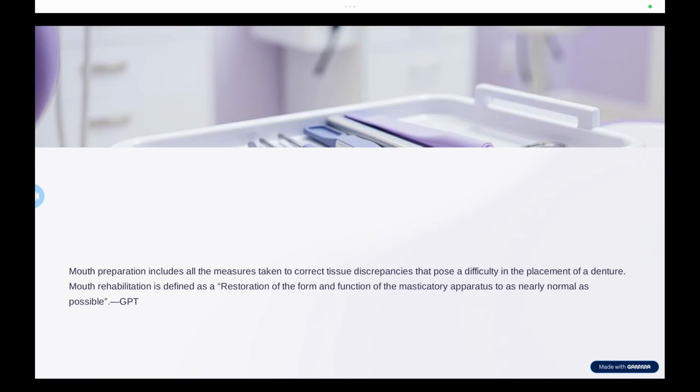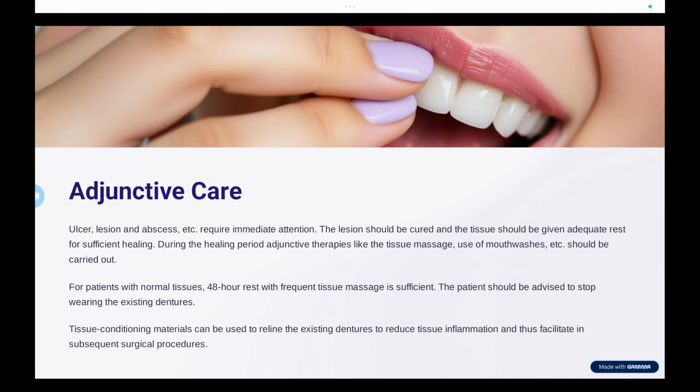This is one of the procedures in which we prepare the oral cavity, like certain removal of the tori, excessive bone or tissue to place the denture. Mouth rehabilitation is defined as a restoration of the form and function of the masticatory apparatus to as nearly normal as possible. So, in short, we can say that mouth preparation is similar to mouth rehabilitation, in which we make it normal as much as possible for insertion of the complete denture.